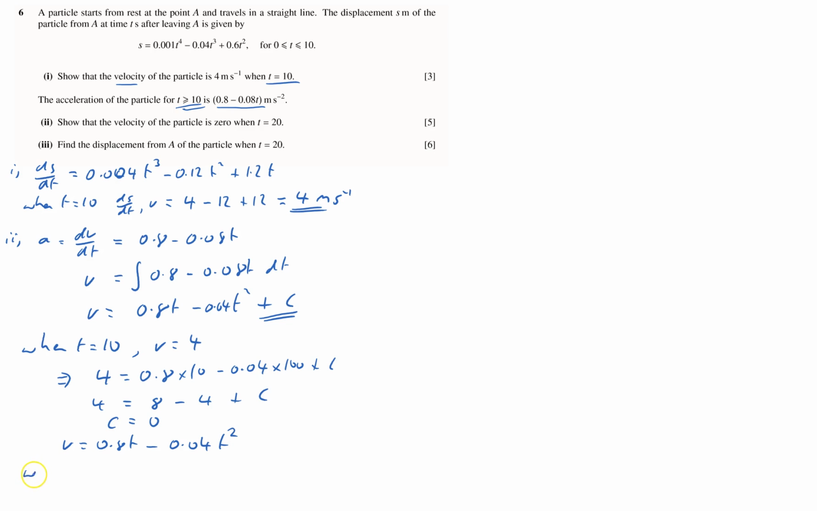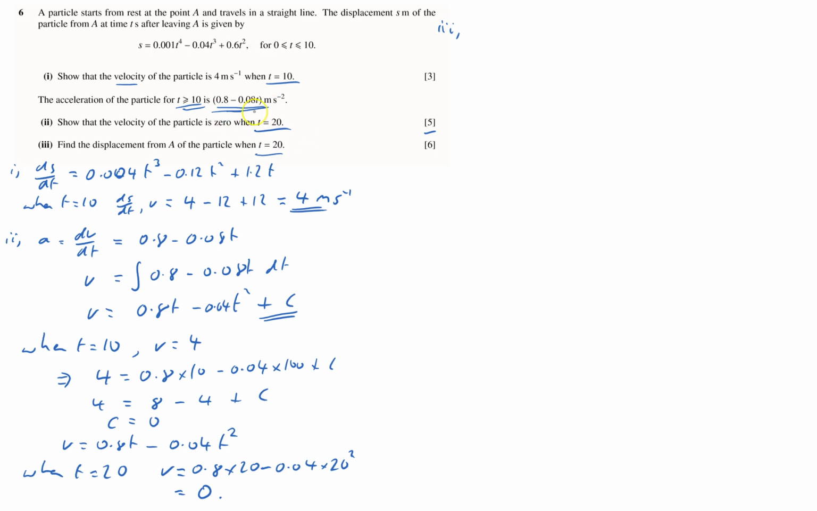and so therefore, what do we have to do when t equals 20, v equals 0.8 times by 20 minus 0.04 times by 20 squared, and that equals 0. So I've now shown the second part for those 5 marks, and now the 6 marks. I'll start up here. Find the displacement from A of the particle when t equals 20.